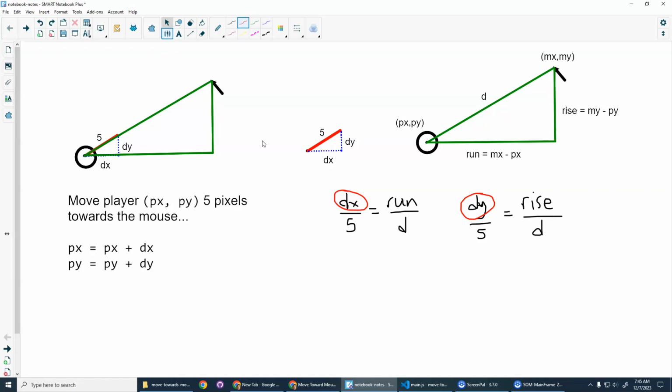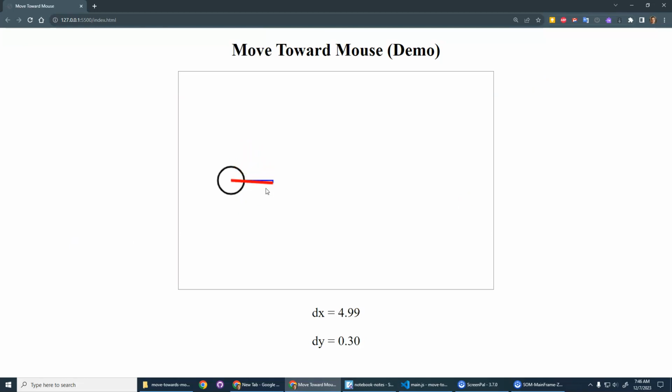All right, that should do it. This should help you get this working now. You'll just have to do this calculation all the time, because the mouse is going to be moving around. So you can either do it when the mouse moves, or probably just every frame. Every frame, recalculate dx, dy, and then move your player by that dx, dy. Of course, your dx and dy are going to change as the mouse moves, so your player will move towards the mouse and follow it.